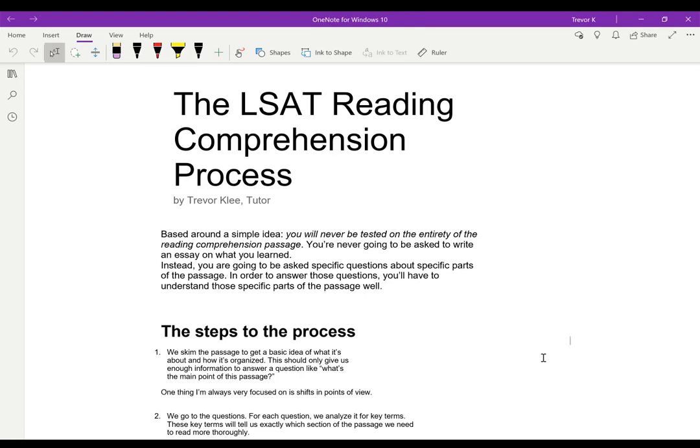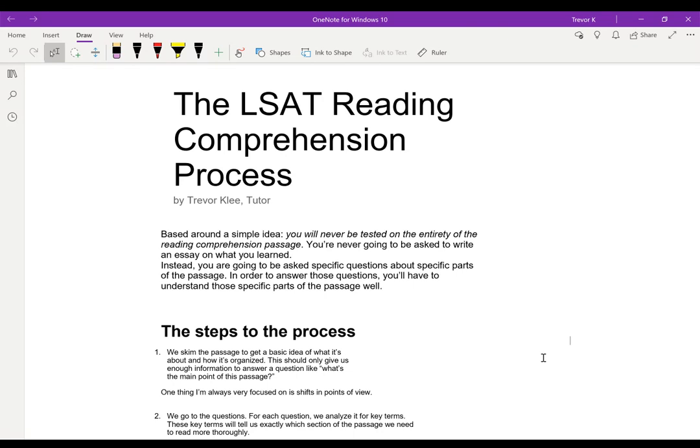Welcome to my guide to the LSAT Reading Comprehension process. So my process is based around a simple idea. You'll never be tested on the entirety of the reading comprehension passage. By that I mean you're never going to be asked to write an essay on what you learned, right? Like you're never going to be asked to tie all the parts of this reading passage together. Instead, you get asked specific questions about specific parts of the passage. Those parts of the passage you need to know really well, and that's how you're going to score points. If you read anything other than those parts of the passage, you're wasting time and you're not scoring points.